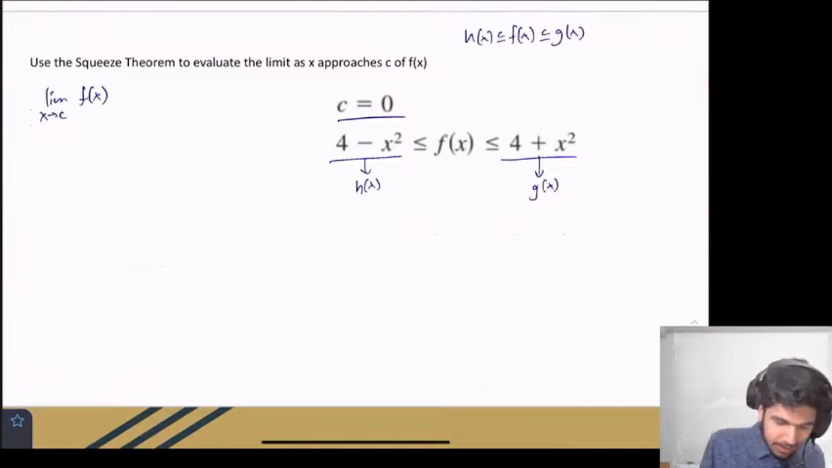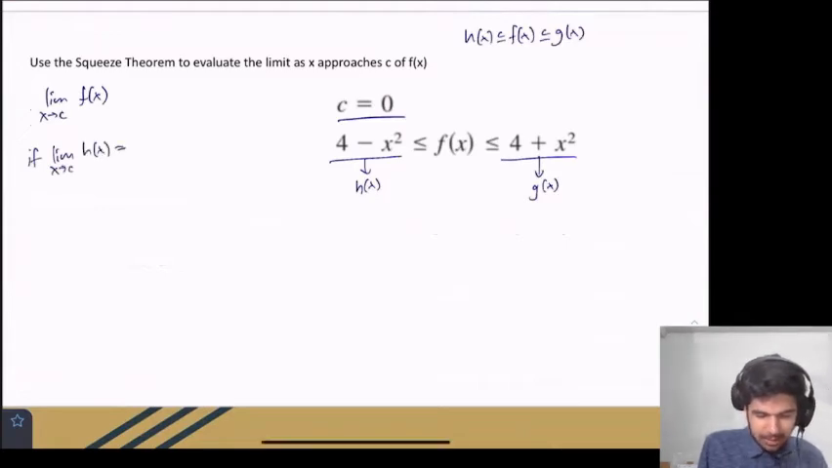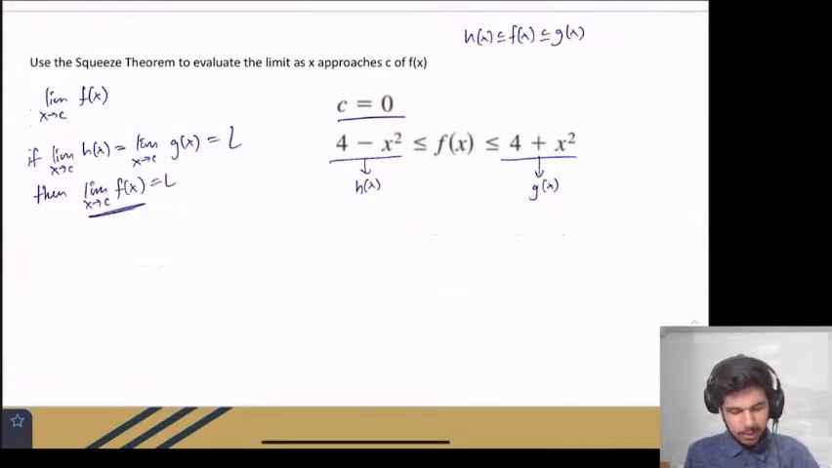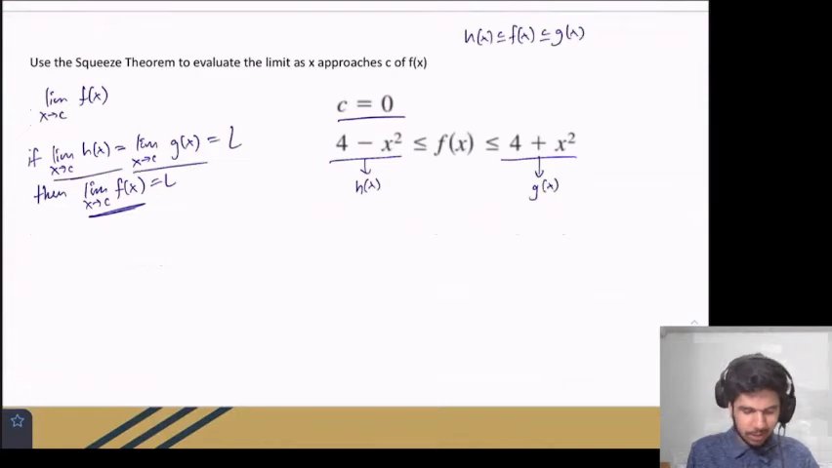So the squeeze theorem tells us if the limit as x approaches c of h of x equals the limit as x approaches c of g of x, and that's equal to some value L, then the limit as x approaches c of f of x equals L. And this is what we're trying to find. So let's check if this is true.